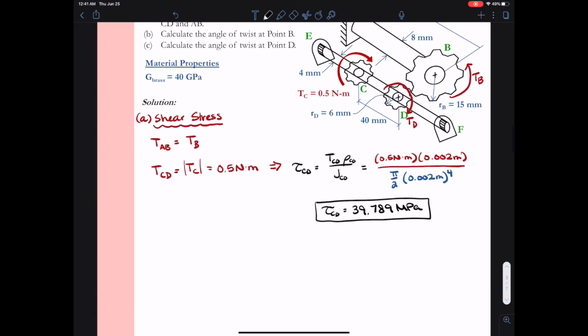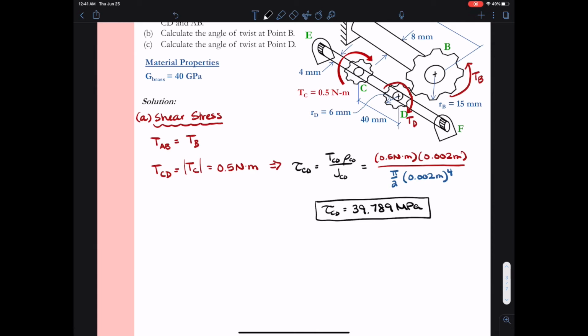All right, so hopefully that part was straightforward. We're getting hopefully comfortable with calculating shear stress in the different members and keeping in mind that we have to first figure out what the torque is. If you wanted to draw a torque diagram, you're more than welcome to, in this case, go ahead and sketch that torque diagram for this rod.